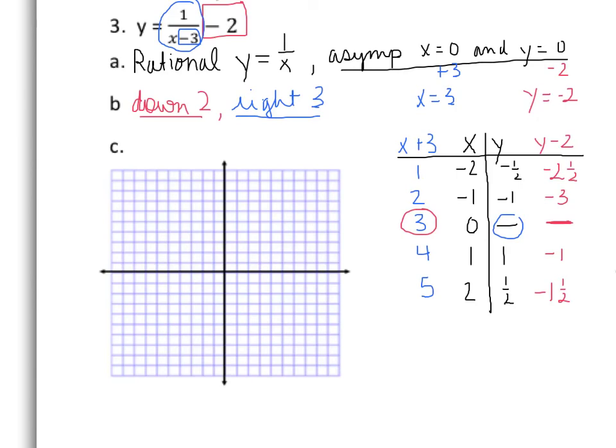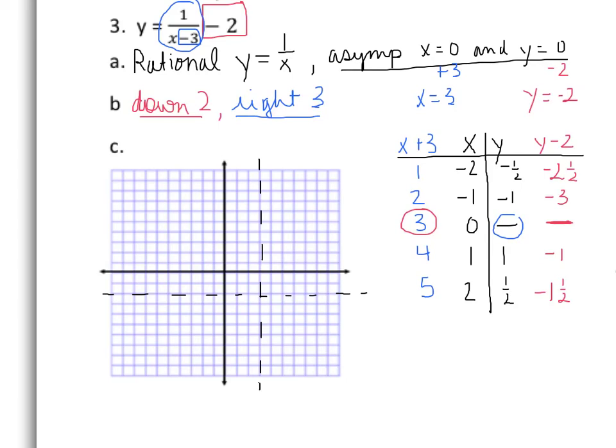Alright, so let's go ahead and graph this in. I'm going to start by graphing the new asymptotes, which is going to be at x equals 3. So 1, 2, 3, an asymptote will be right here. And then y equals -2 would be right here. You always want to draw in your asymptotes first because it really is going to help you draw the picture.